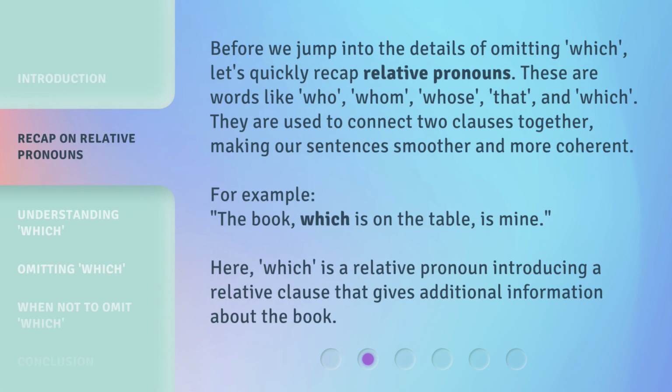Before we jump into the details of omitting which, let's quickly recap relative pronouns. These are words like who, whom, whose, that, and which. They are used to connect two clauses together, making our sentences smoother and more coherent. For example, the book, which is on the table, is mine. Here, which is a relative pronoun introducing a relative clause that gives additional information about the book.